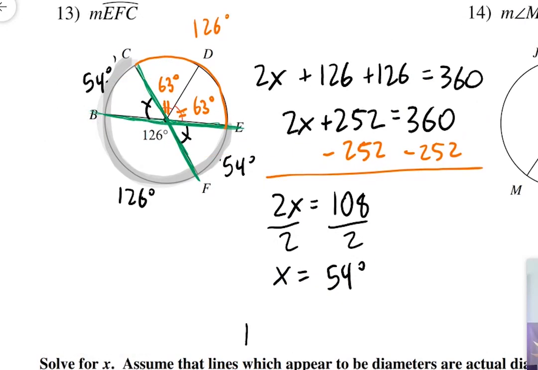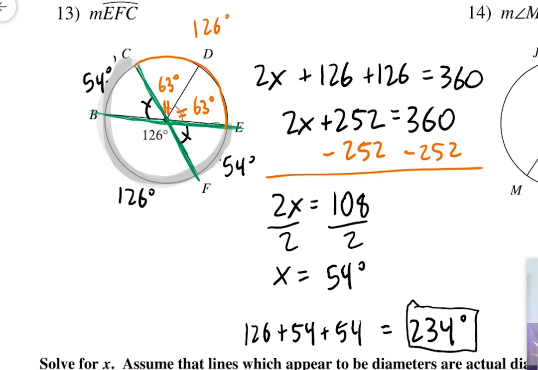So 126 plus 54 plus 54 equals. That's 126 plus 108, so that's 234 degrees. It's not the only way we could have done that.